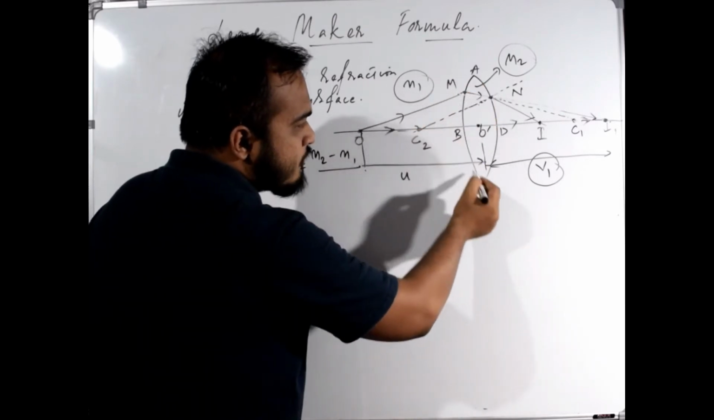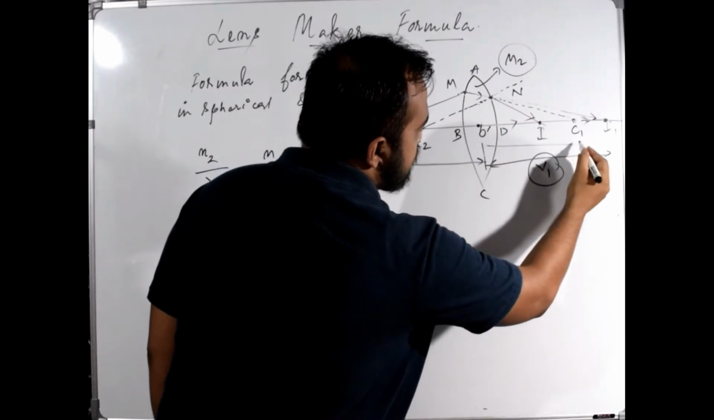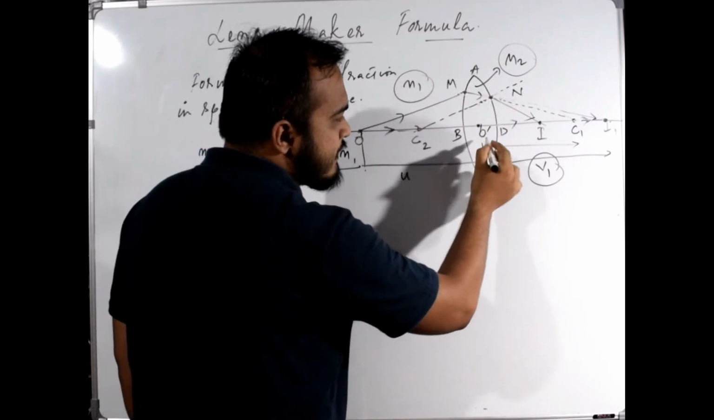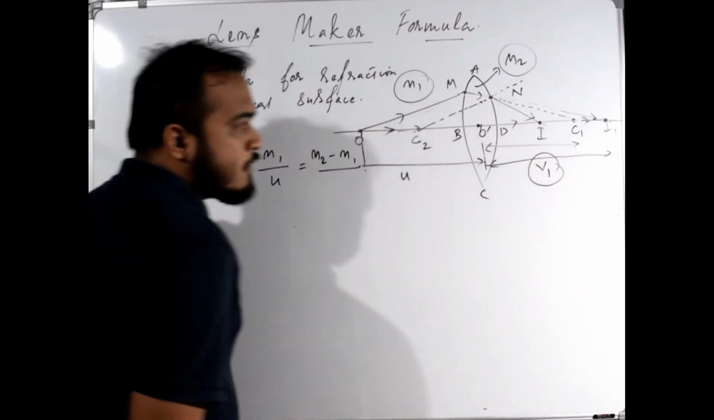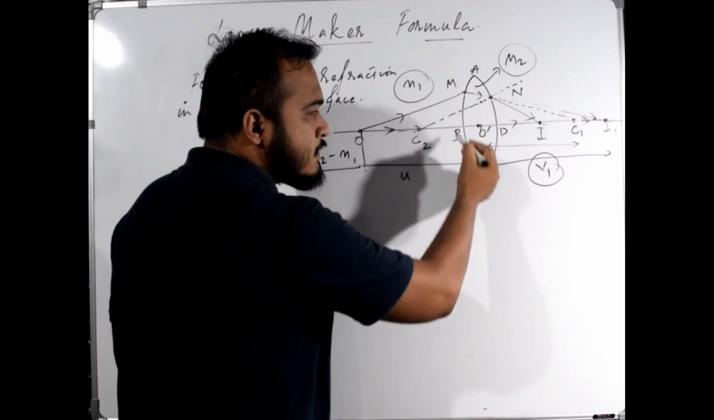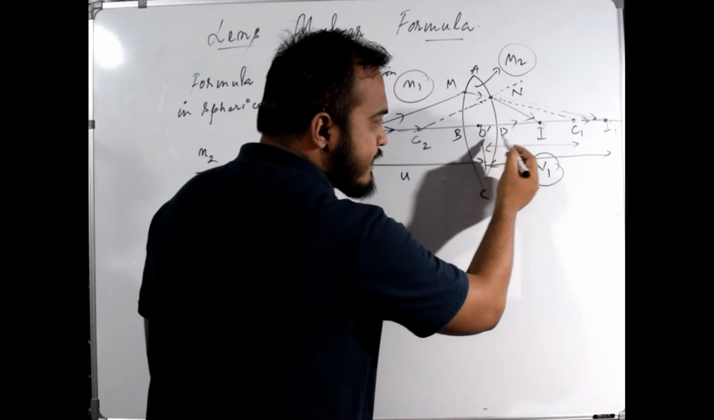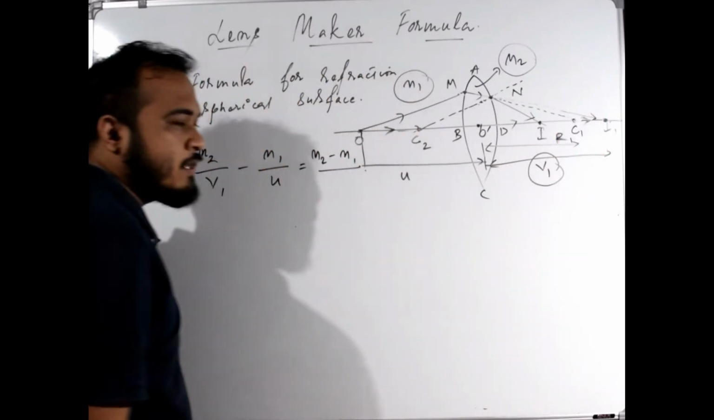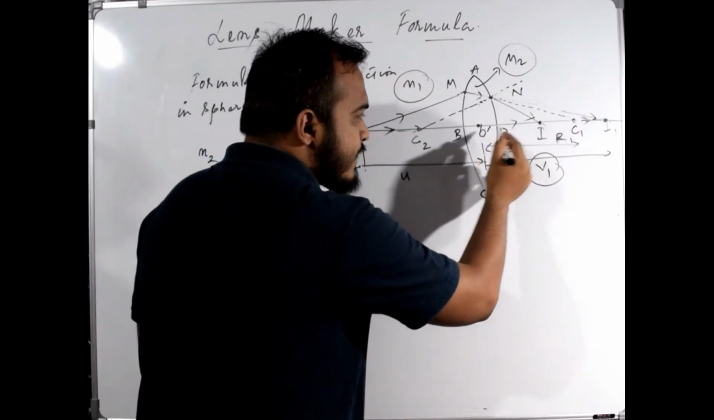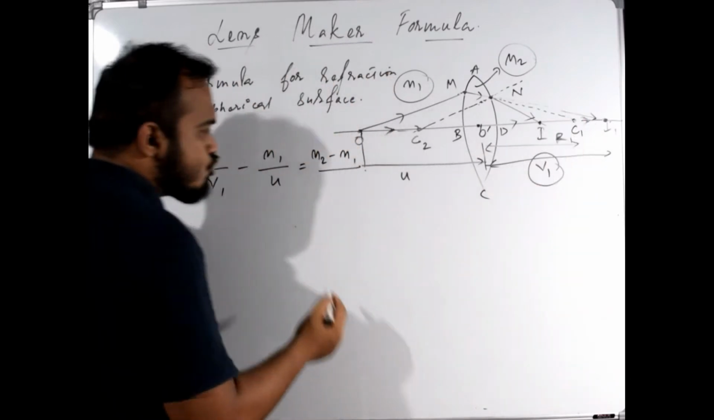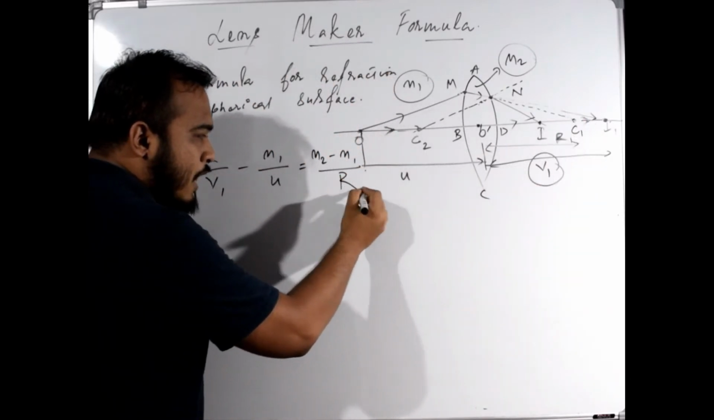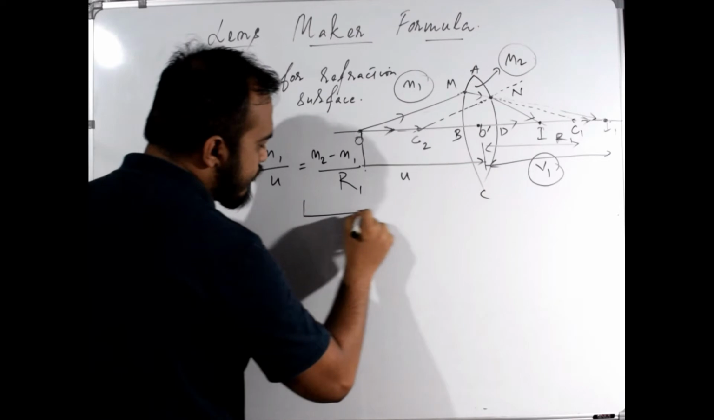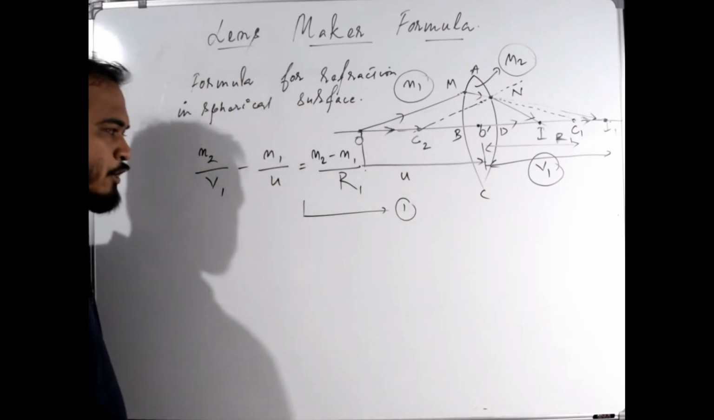So the radius of curvature of this surface will be the distance from O dash to C1, which we can say to be R1. So let us say the distance from O dash to C1 to be R1. So N2 minus N1 divided by R1. Let us say this to be equation number 1.